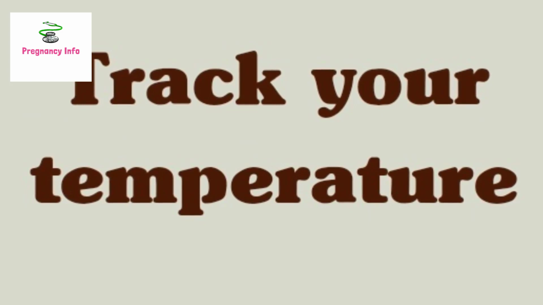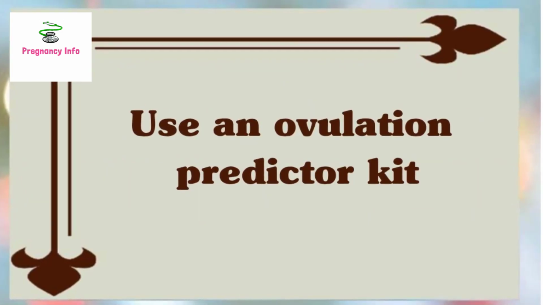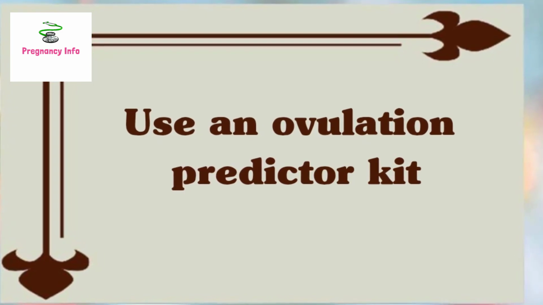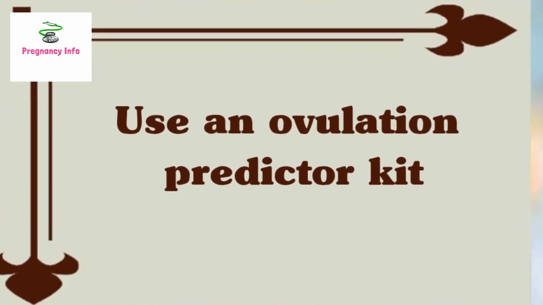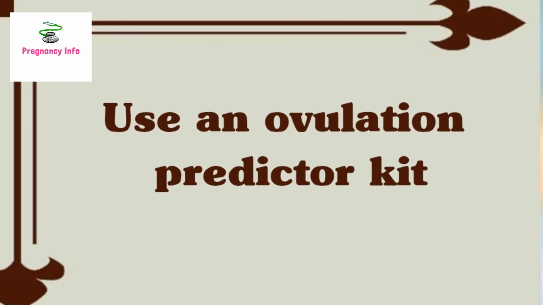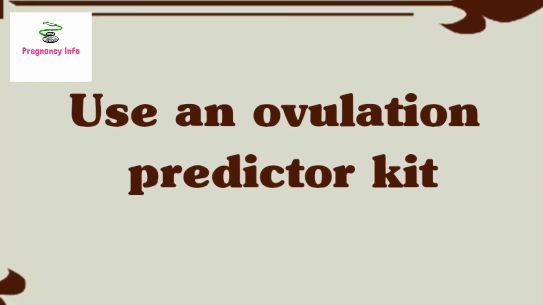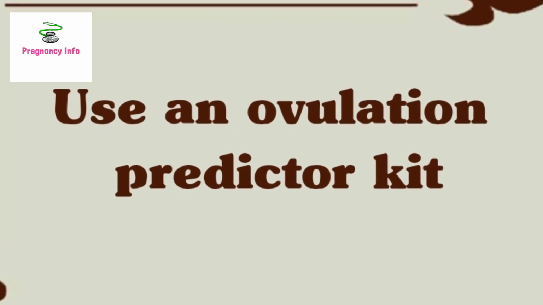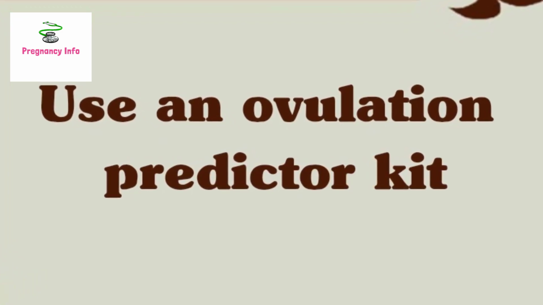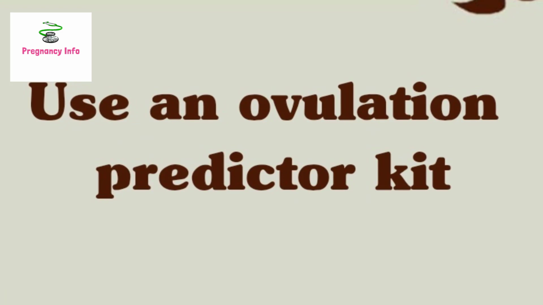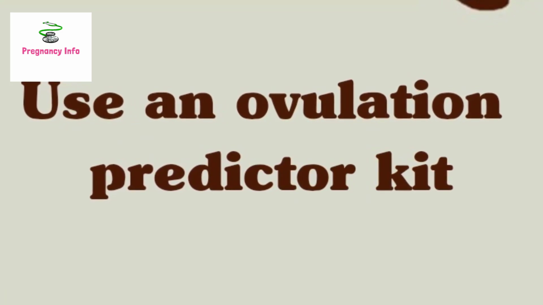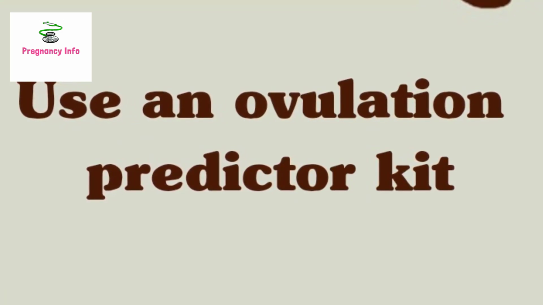Another method is using an ovulation predictor kit. This method is more expensive than tracking your temperature but may be more accurate. Available in drugstores, an ovulation predictor kit measures the level of luteinizing hormone, or LH, in your urine. By testing your urine using this kit, you can find out when LH levels are rising, a sign that one of your ovaries is about to release an egg.